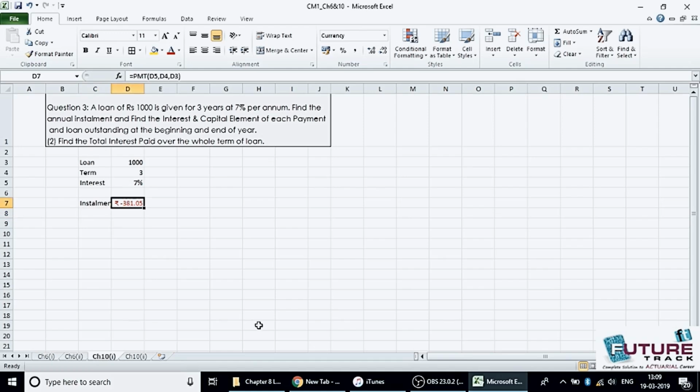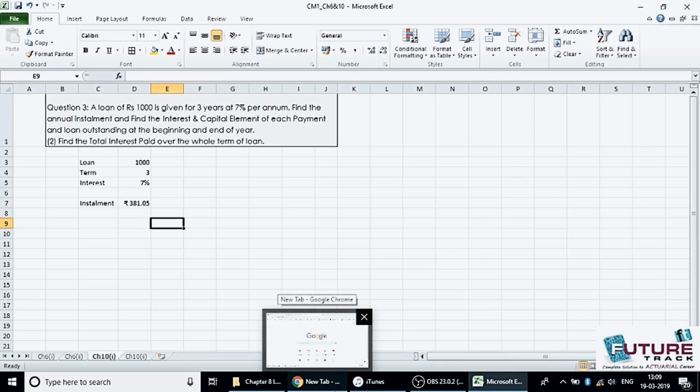See, we have seen the same question in chapter 11 also. The same amount we are getting. See, the negative is coming because this is the outflow. So if this is your inflow, this is your outflow. That is why it is showing the negative sign with red color. To make it positive, put a minus sign in front of PMT. See, so we get the installment of 381.05. Fine. So PMT is a very, very important command for finding the installment.